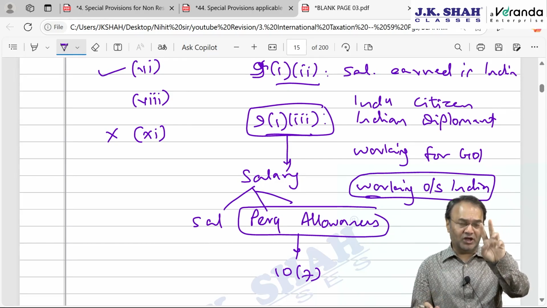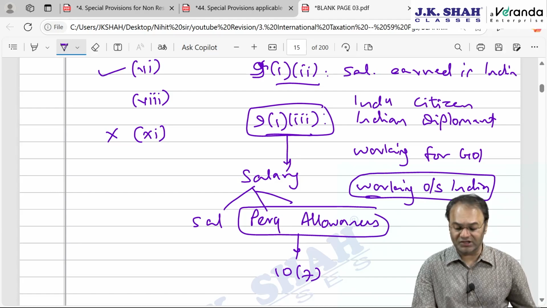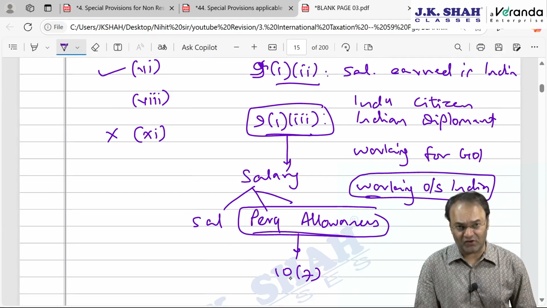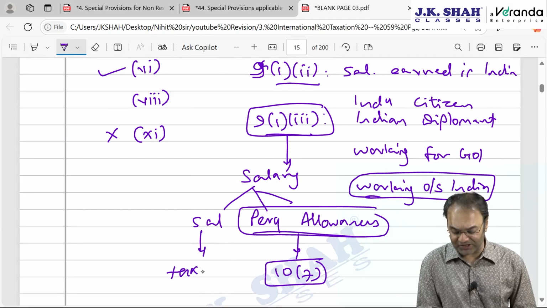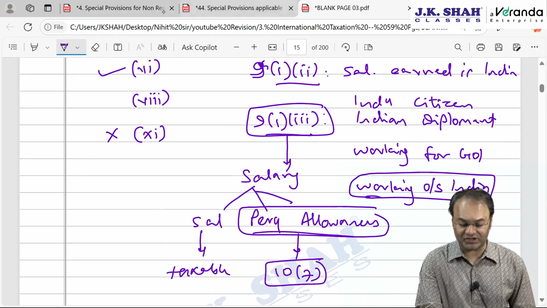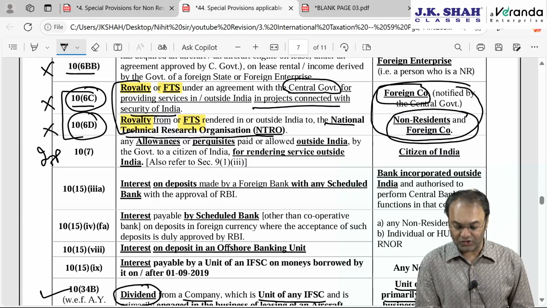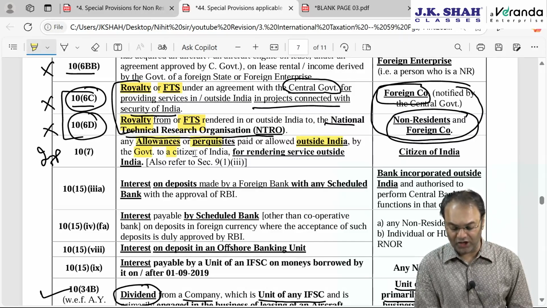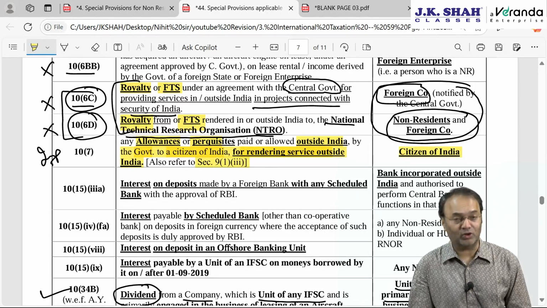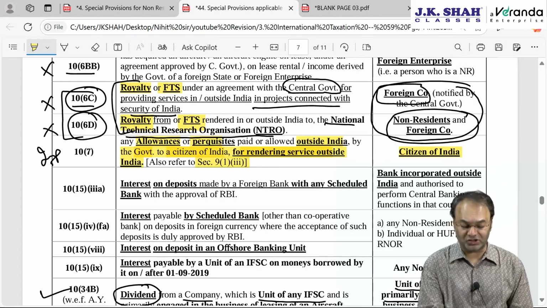working for the government of India, working outside India, then his perquisites and allowances received from the government of India will be exempt. Salary will not be exempt, salary will be taxable. What will be exempt is only perquisites and allowances. So allowances and perquisites paid or allowed outside India by the government of India to a citizen of India for rendering services outside India. Also refer to 913 which we just discussed, applicable to a citizen of India. Here the person should be a citizen of India.